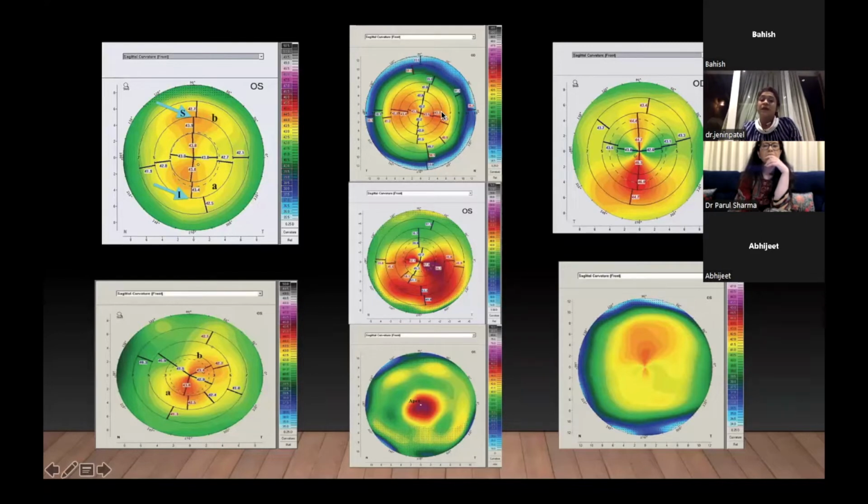There could be a kissing sign present, which shows as inferior steepening, usually seen in pellucid marginal degeneration. We would have a hot spot like this, which would be very alarming for your ectatic diseases. You could have areas of inferior steepening in keratoconus, and you look at the inferior superior difference of asymmetry that is present, or you could have a superior steepening that is seen here. So this basically is just an alarming part for you to get an idea: are we looking at something normal or something abnormal?